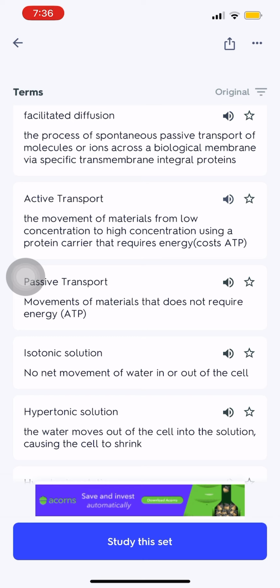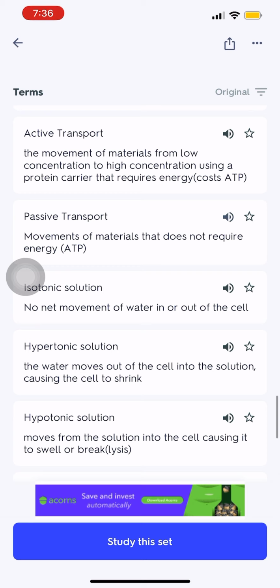proteins. Active transport, the movement of materials from low concentration to high concentration using a protein carrier that requires energy. Passive transport, movements of materials that does not require energy.